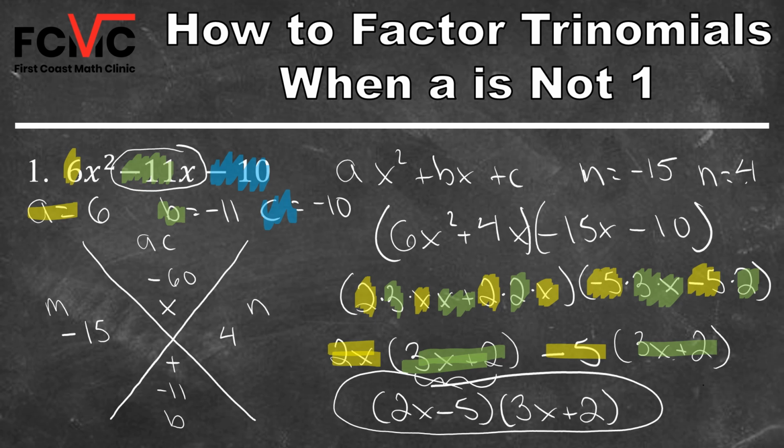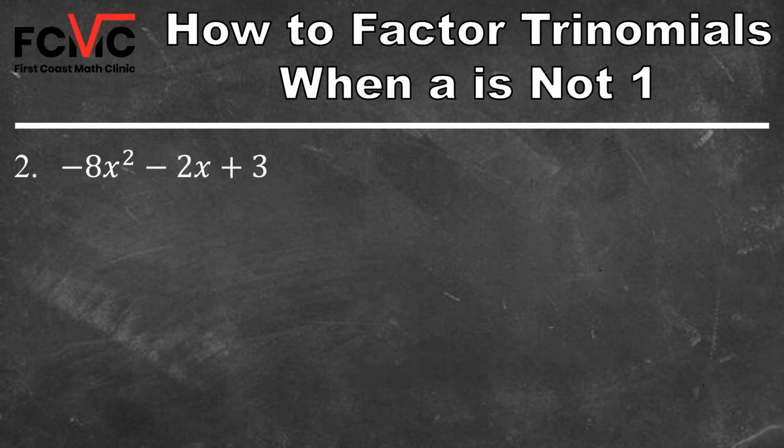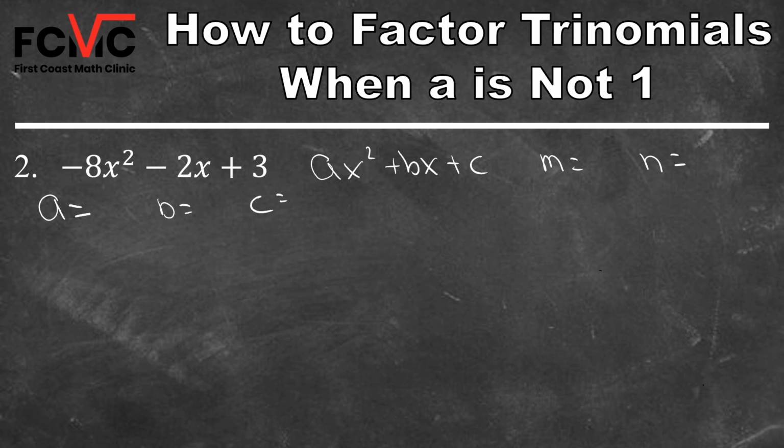All right, let's get into example number 2. Number 2, we've got negative 8x squared minus 2x plus 3. So again, our general form, ax squared plus bx plus c. We want to find m. We want to find n. We've got a, b, and c. So a is going to be negative 8. B is going to be negative 2. C is going to be positive 3.